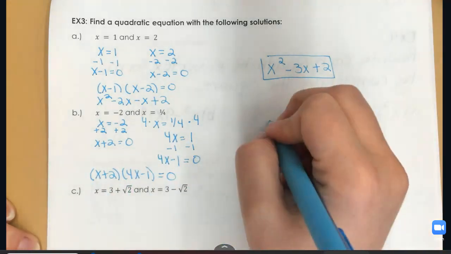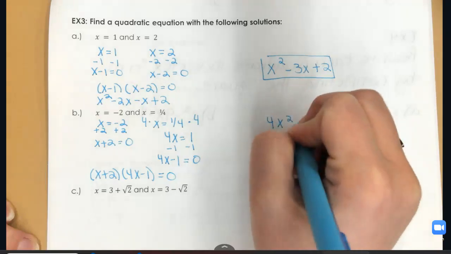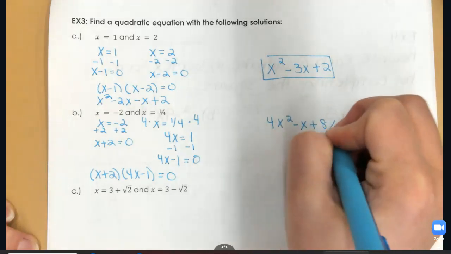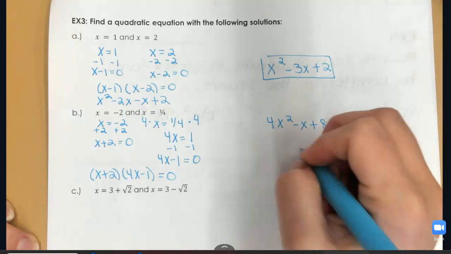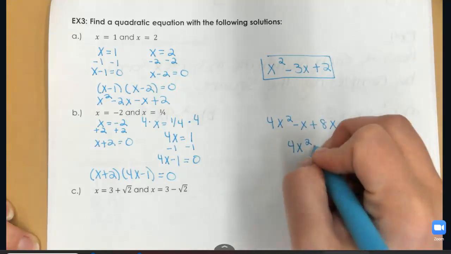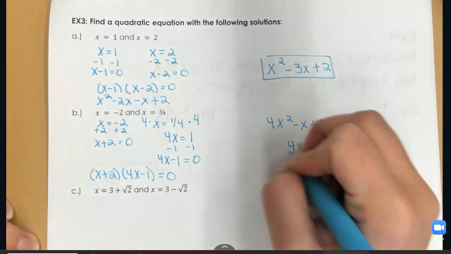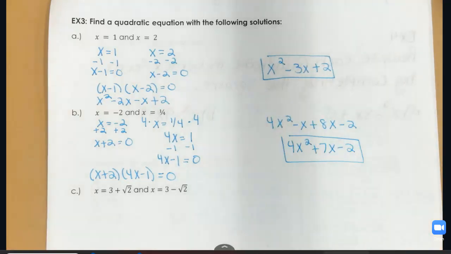So if I were to FOIL this back out, I would have 4x squared minus x plus 8x minus 2. Combining those middle terms, we get 4x squared plus 7x minus 2. And there's the quadratic equation that I started with.